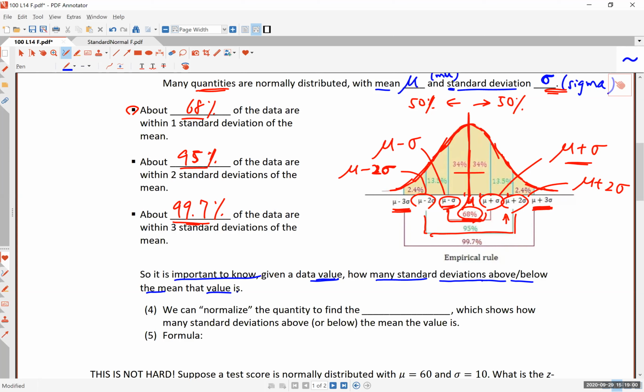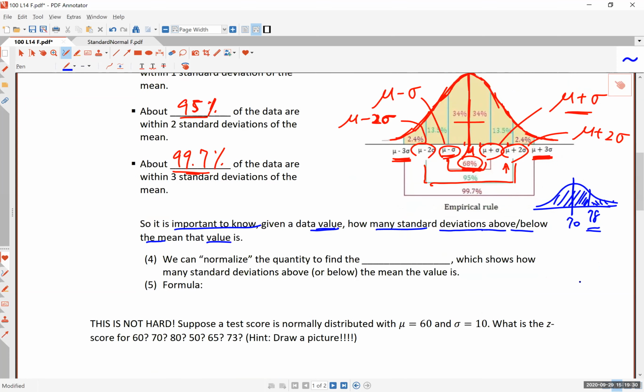For instance, if this describes a normal distribution of a test score out of 100, and if the average happens to be 70, and if my grade was 78, what percentile, what percentage of people are below me, what percent above me? To answer that kind of question, we need to know how many standard deviations above the mean this number is, and in order to know that, of course, you have to know the standard deviation. To answer this question, it's actually not hard. It's easy. You normalize that quantity, my test score, to find what we call the z-score.